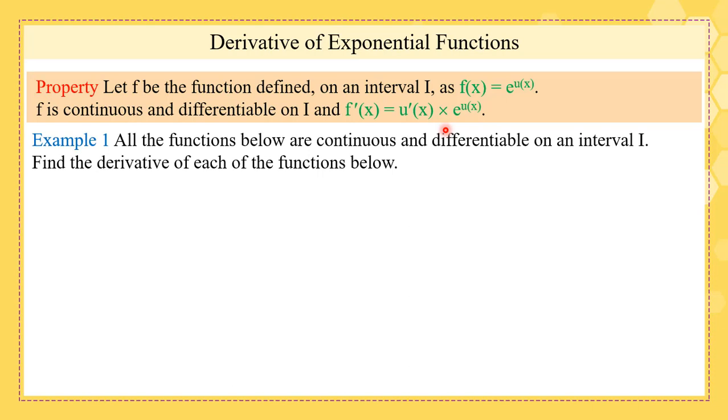Let's see this example. We need to find the derivative of each of the functions. When f of x is e to the power x, its derivative would be: we leave it as it is and we multiply it by the derivative of the exponent, and in fact the derivative of x in this case is 1, so f prime would be e to the power x. So the derivative of e to the power x is e to the power x, itself.